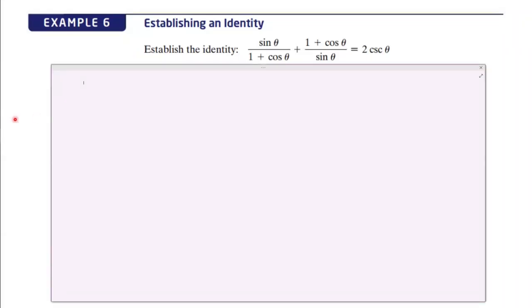Okay, this next one's going to take a little bit more time. So obviously we want to start with this and derive this. So let's start with the sine theta over 1 plus cosine theta. And we're going to bring these two rationals together with a common denominator. So of course I'm going to need to multiply the top and the bottom of this by the sine theta, right? That's what it's missing.